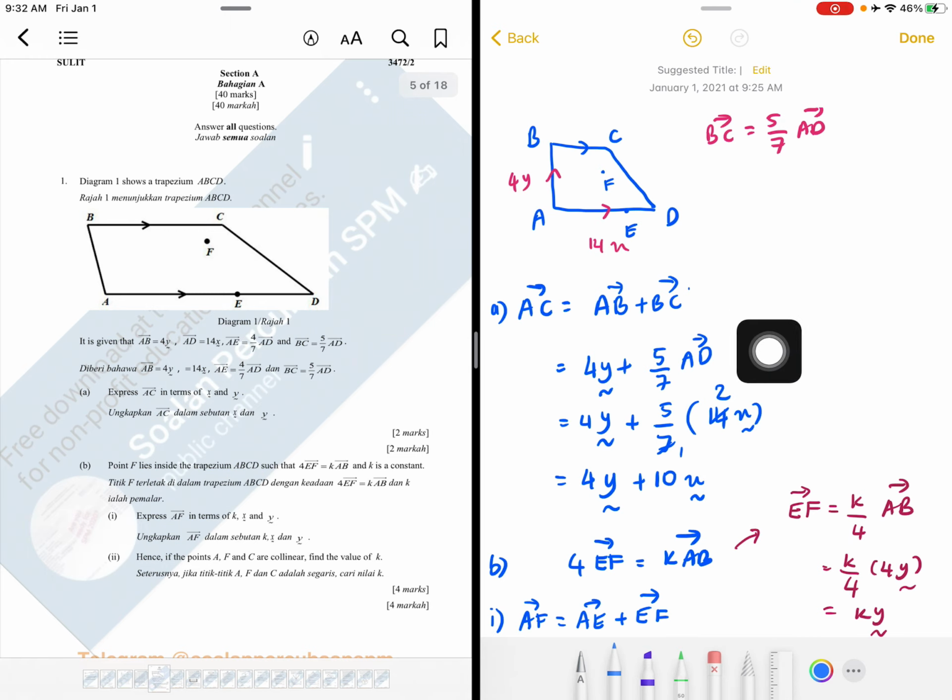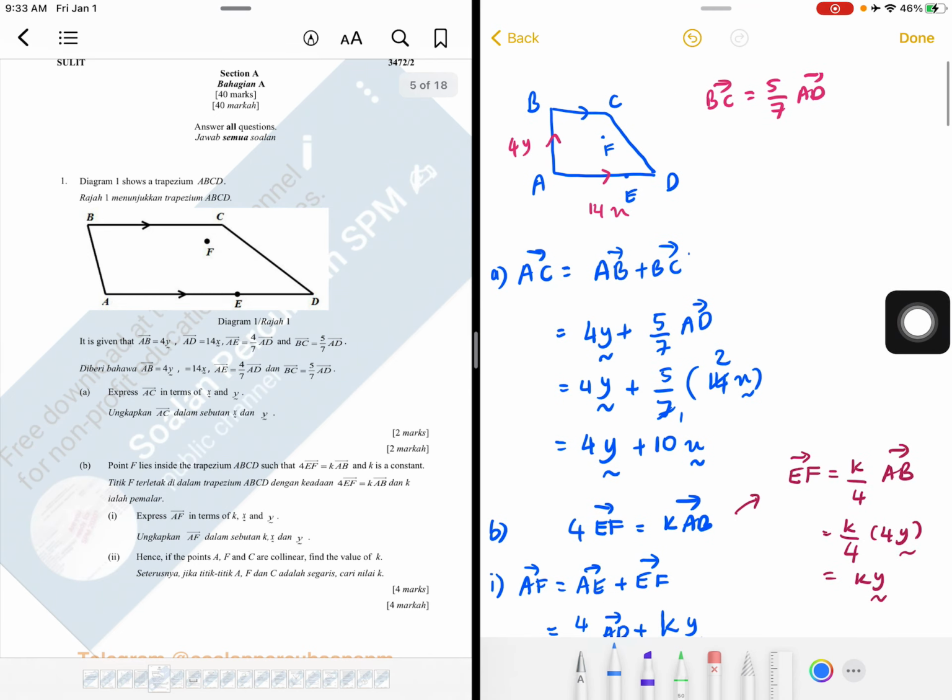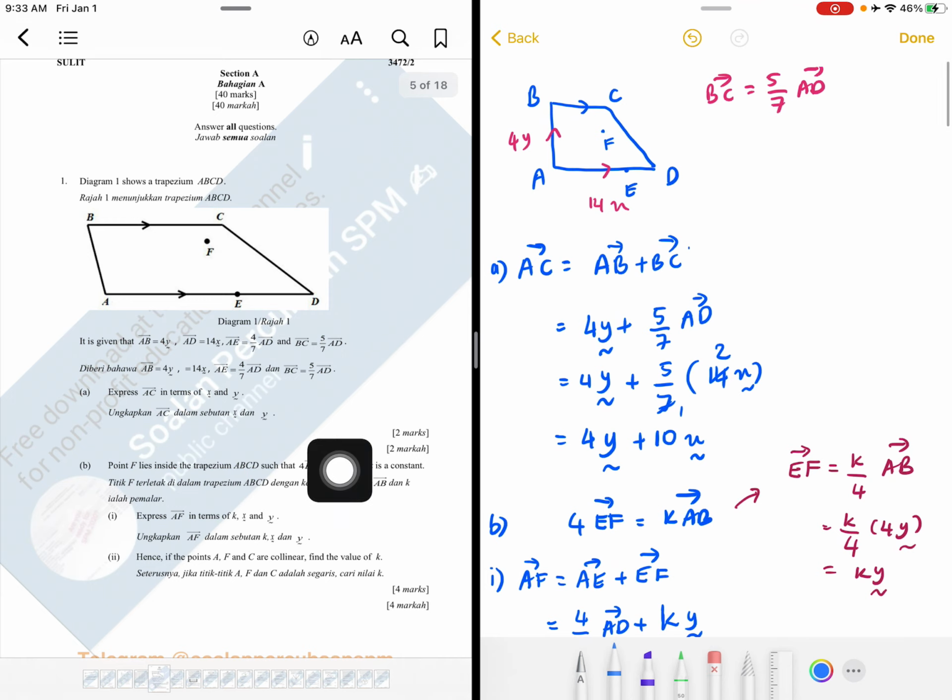We take AD is 14x, right? AD is 14x, so we put it inside the given formula just now. So you get the vector for AC is 4y plus 10x. So let's go to question number B.